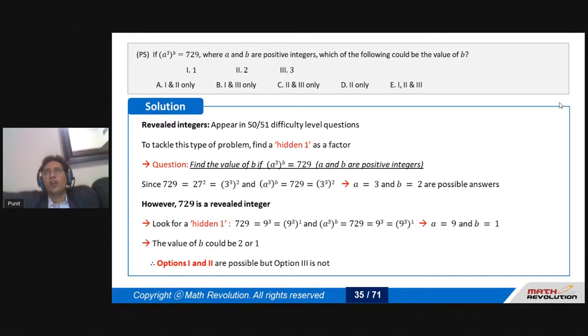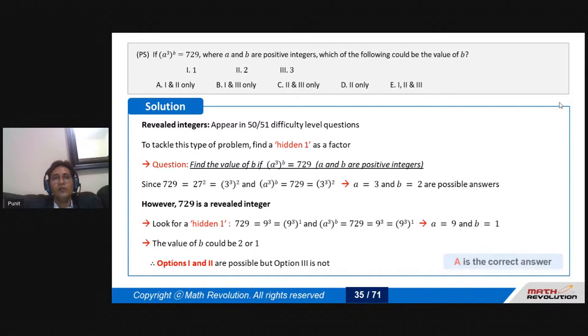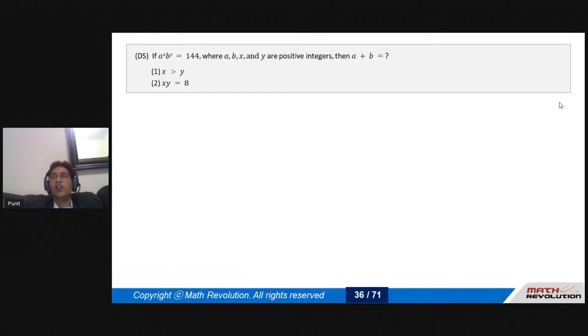So always find the hidden one. If you miss it, the answer is still there as D, but that would be the wrong answer. So A is the correct answer in this. Let's solve a DS question based on this. If a to the power x and b to the power y is 144, where a, b, x, and y are positive integers, then what is the value of a plus b?